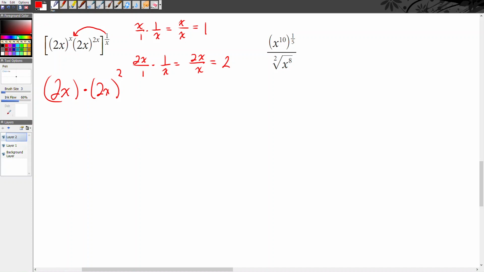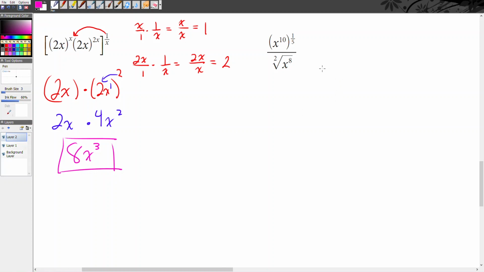Okay, so now what's next? Well, let's distribute this exponent here. What is 2 squared? 4. And x to the 1st power raised to the 2nd power is x to the 2nd power. So now I have 2x times 4x squared. And let's finish it off. Multiply the coefficients. What's 2 times 4? 8. And what is x times x squared? x to the 3rd. So my simplified expression is 8x to the 3rd.